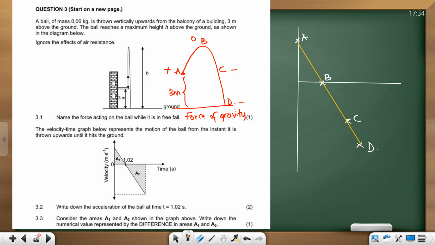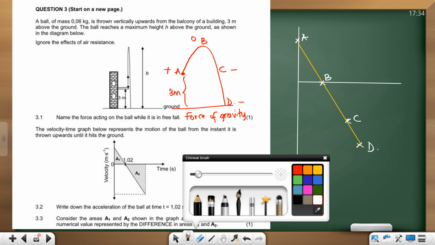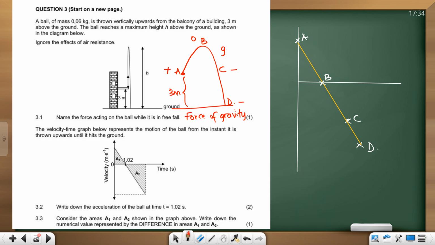Now, what do we know? It's a free fall, guys. Acceleration is what? 9,8 meters per second squared. Where? Downwards. Write down the acceleration. We are done there.